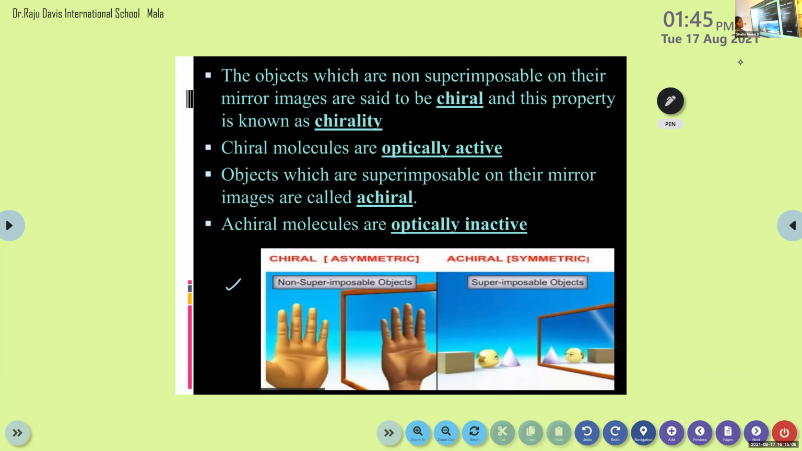Srihari, can you please read the points? The objects which are non-superimposable on the mirror images are said to be chiral, and this property is known as chirality. Chiral molecules are optically active. Objects which are superimposable on their mirror images are called achiral. Achiral molecules are optically inactive.